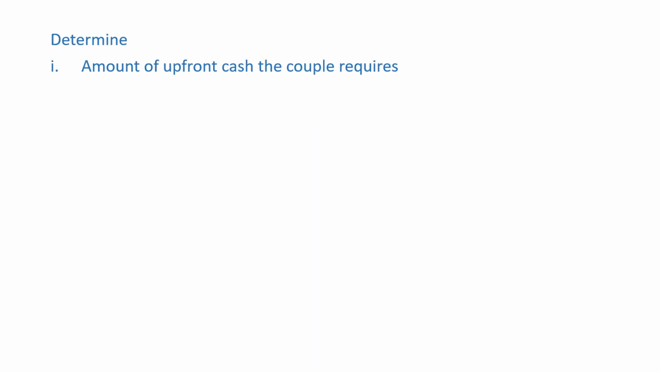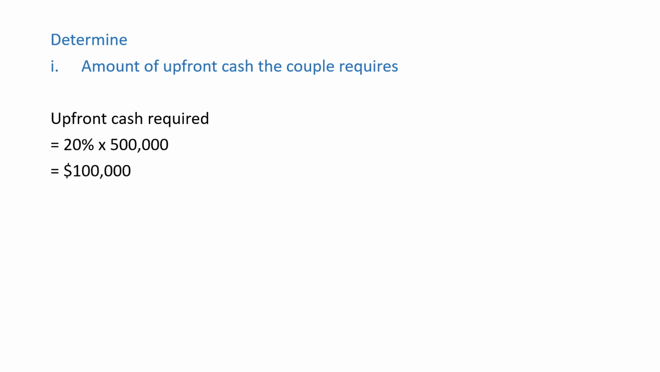First, determine the amount of upfront cash the couples required. Upfront cash required is 20% of $500,000. It's 100,000. So the couple have to pay 100,000 cash upfront to purchase the house.